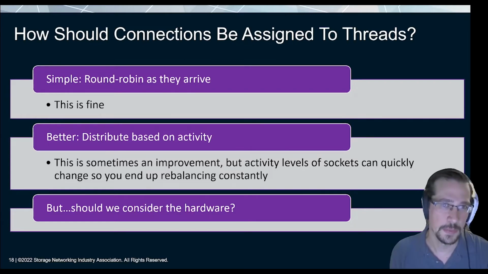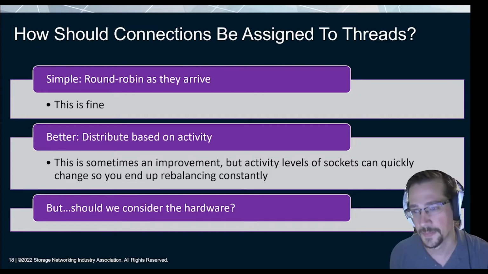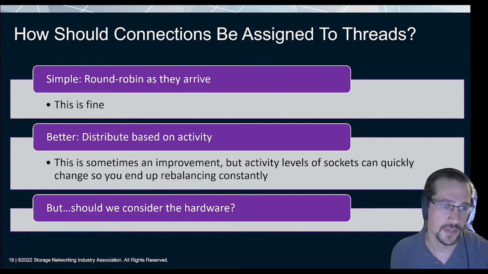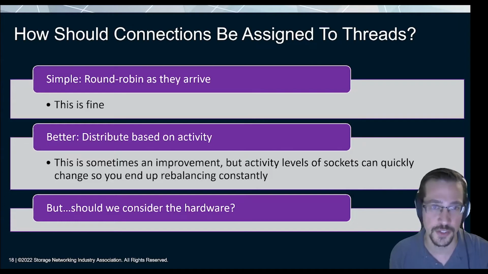You might think that it would be better to distribute the connections instead based on activity. And this is a completely reasonable thought. Say you have 4 threads and 4,000 connections, and there's 1,000 on each thread. You may have 2 or 3 connections which are completely eating up all of your bandwidth, and they're the only ones that are active at any given time. And what happens if, with round robin, they could all have been assigned to one thread? It's not particularly good.